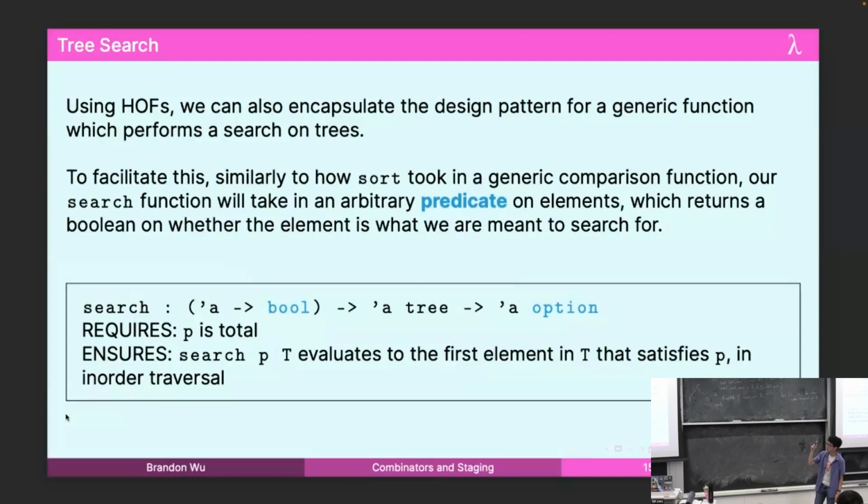Okay. We're going to try and do tree search with a predicate function. It takes a predicate function of type alpha to bool. I take in an element and then I return a boolean on whether or not it satisfies the predicate. I want search to evaluate to the first element that satisfies this predicate in the in-order traversal. So I'm just going to in-order search until I find something where P is true. This is a very common pattern. We search for things in binary search trees all the time. But this search function will be for an arbitrary predicate. So we will write every single search function right now. Let's do it.